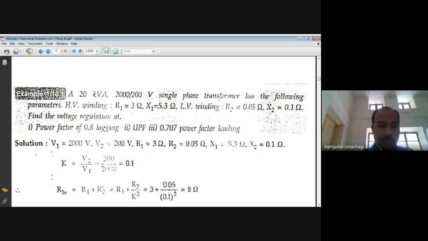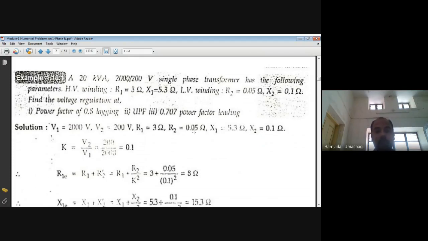With these given parameters, find the voltage regulation at first one, power factor of 0.8 lagging. Then second, power factor cos phi is 1. Unity power factor means cos phi is equal to 1. Third one is cos phi equal to 0.707 power factor leading. Now, here you should calculate voltage regulation by making use of the equivalent circuit parameters.